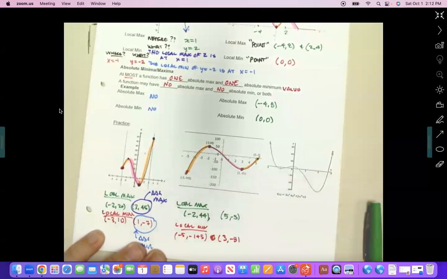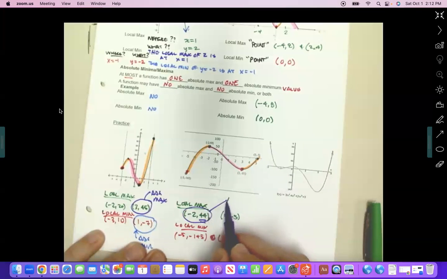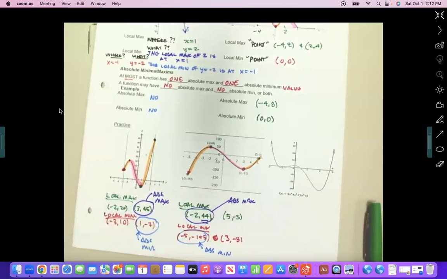Out of these, the highest x value is 4. That would make this one the absolute max. The lowest y value is at y equals -145, which would make this the absolute minimum point. Let's look at our next one.